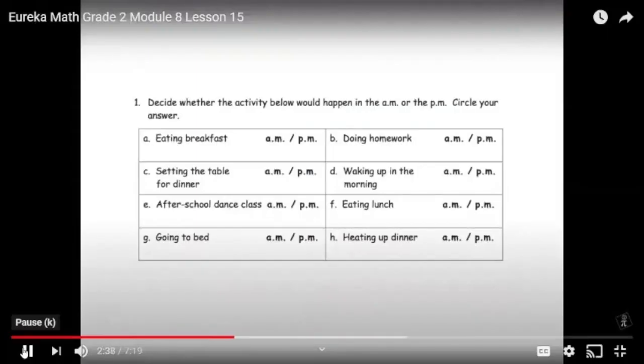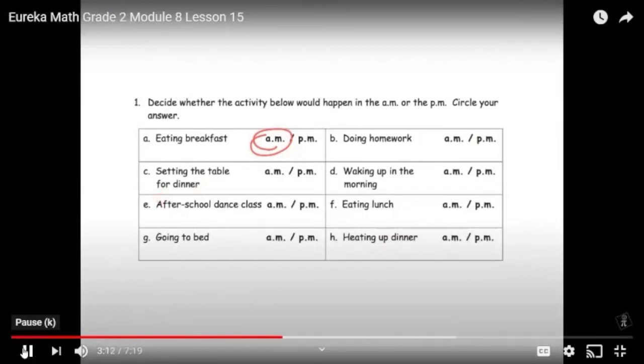And so as you're doing it, we do want to instill in our students that convention of AM versus PM. And so decide whether the activity would happen in the AM or PM. So eating breakfast, is that an AM or a PM? Well, of course, it's likely to be an AM, although we got to admit, with McDonald's, now they're offering breakfast all day. So some of these things you can engage in a nice little conversation with your students, parents, and teachers, because some of this might be kind of fun.